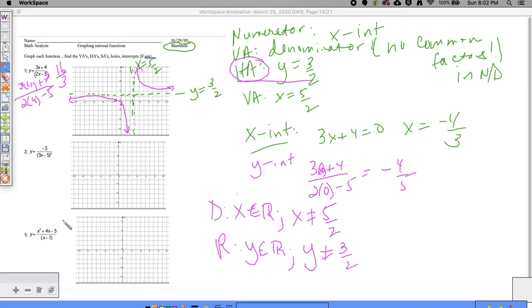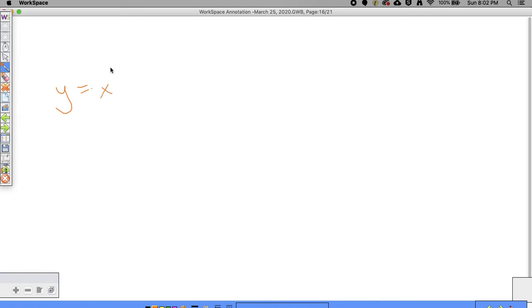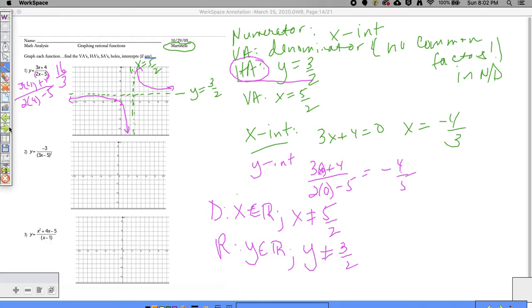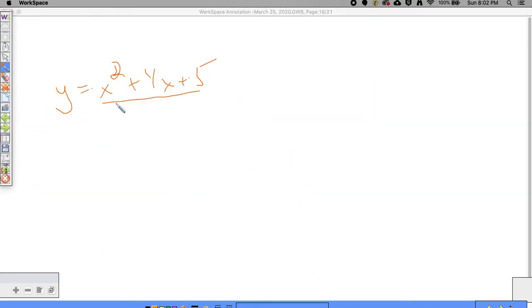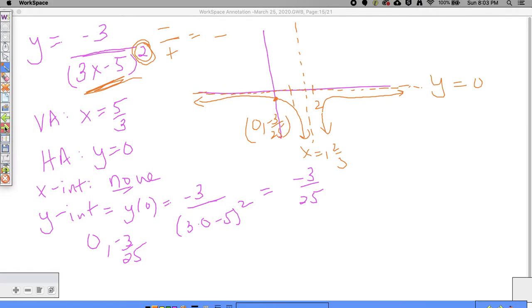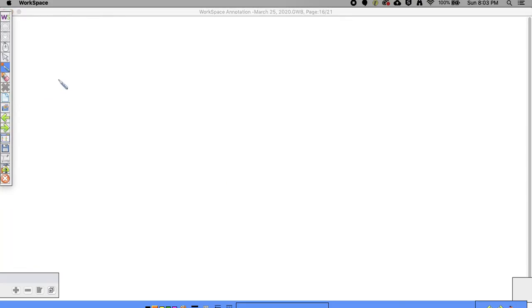Now, this one over here is super interesting because the degree upstairs is greater than the degree downstairs. I'm going to see if I can remember what that is on the next two pages. I thought I said y is equal to x squared plus 4x plus 5 divided by... let me go back and confirm this. Okay, we'll start over. I remember that it was x squared plus 4x minus 5 over x minus 1. Oh, this might work out well.